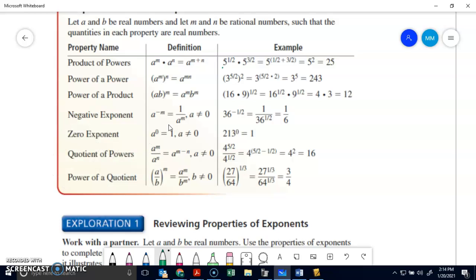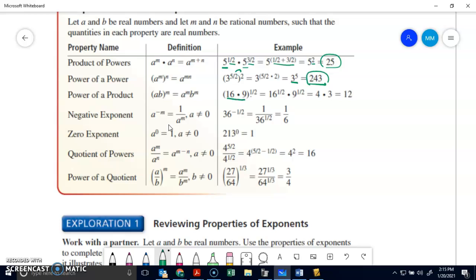For instance, I have 5 to the 1/2 and 5 to the 3/2. We're multiplying, so I'm going to add. 1/2 plus 3/2 is 2, 5 squared is 25. Power to a power, we multiply. 5/2 times 2 is 5, 3 to the 5th is 243.